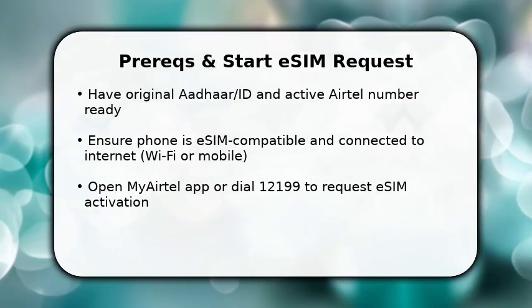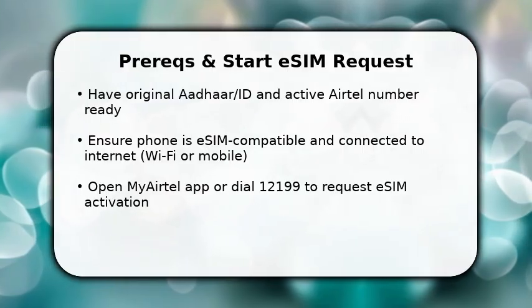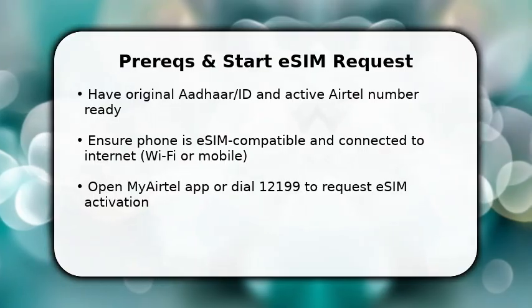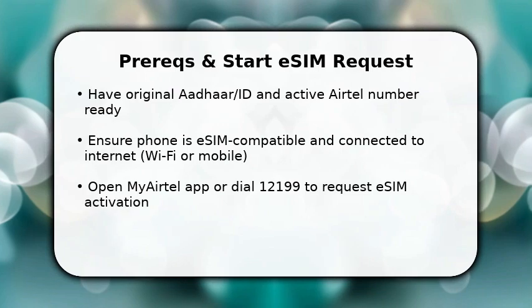Tap the eSIM request option, enter your active Airtel number, and follow the on-screen prompts to initiate a digital eSIM order. This step creates the activation ticket and moves you to verification and QR delivery.